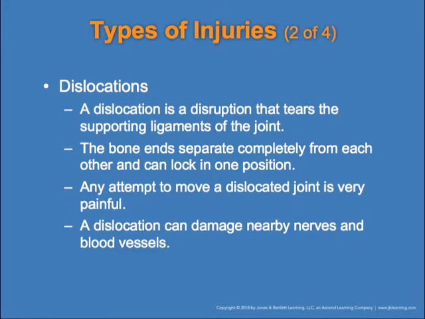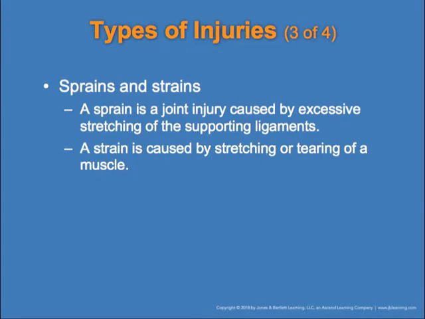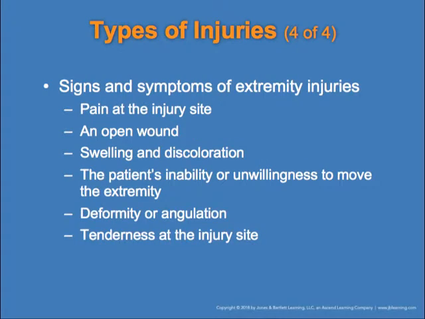Dislocations. A dislocation is a disruption that tears at the supporting ligament of the joint. The bones separate completely from each other, and when that separation occurs, it can lock in an individual position. Any attempt to move the dislocated joint can be, and often is, very painful. A dislocation can damage nearby nerves and blood vessels. A sprain is a joint injury caused by excessive stretching of the supporting ligaments. A strain is caused by stretching and tearing of the muscle itself.